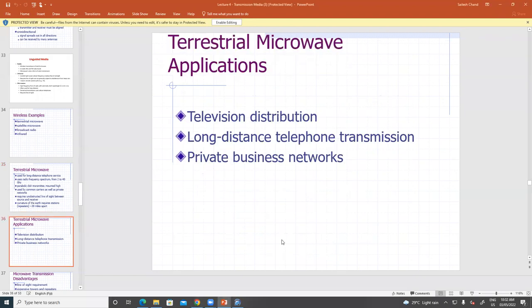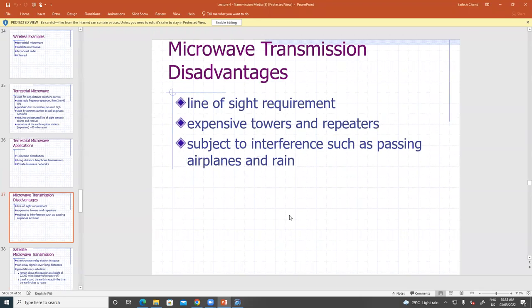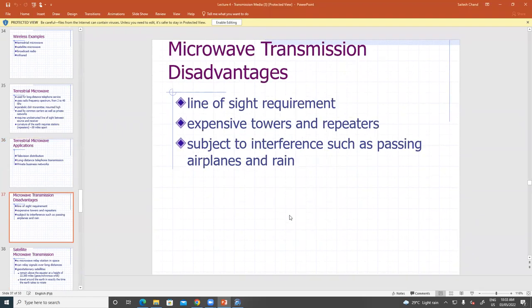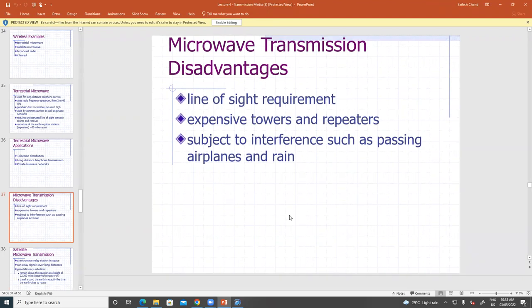The applications of terrestrial microwave: television distribution, long distance telephone transmission, and private business networks. Microwave transmission, talking about disadvantages here, there's a line of sight requirement. So for microwave, you need to have that line of sight. Expensive towers and repeaters, and subject to interference, such as passing of airplanes and rain.